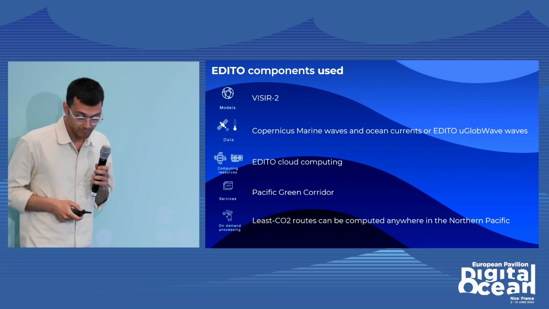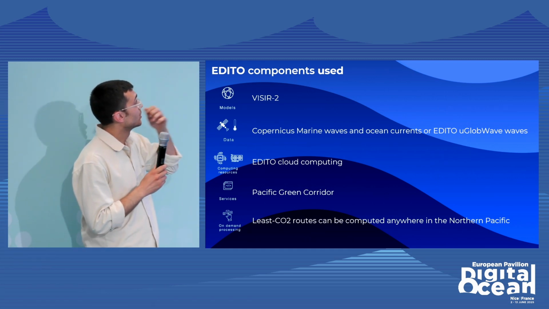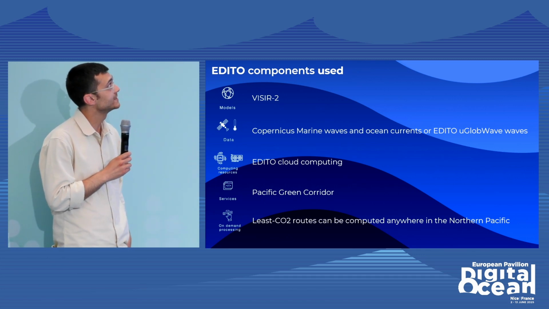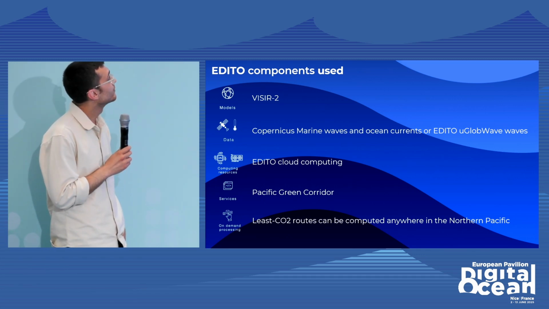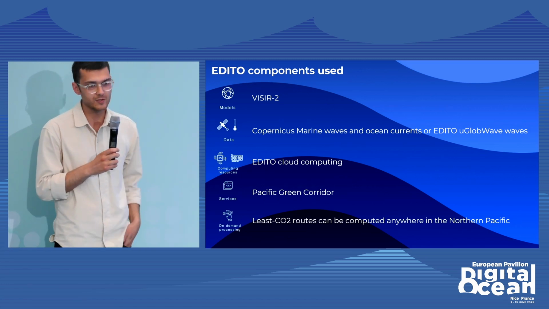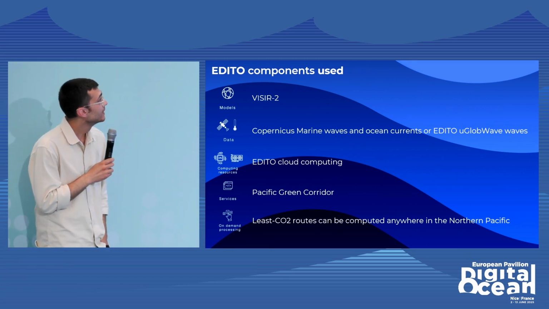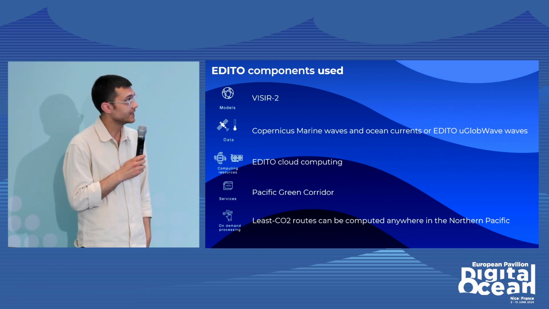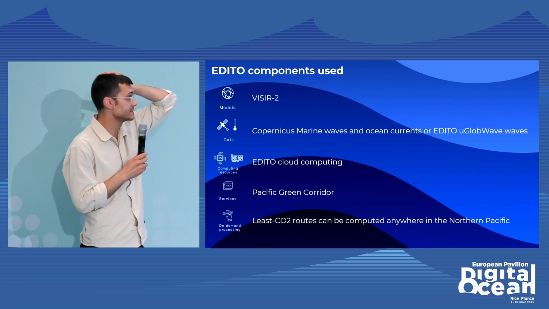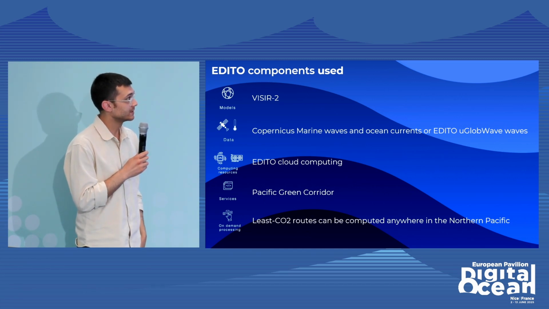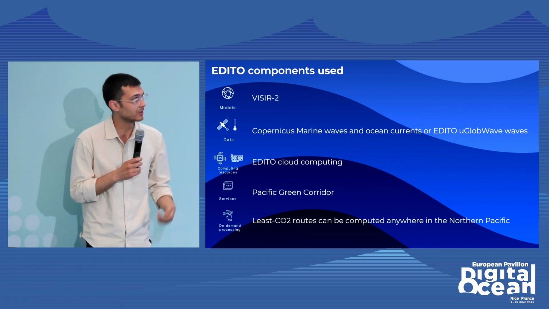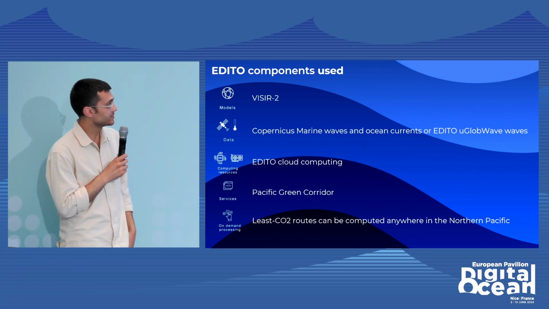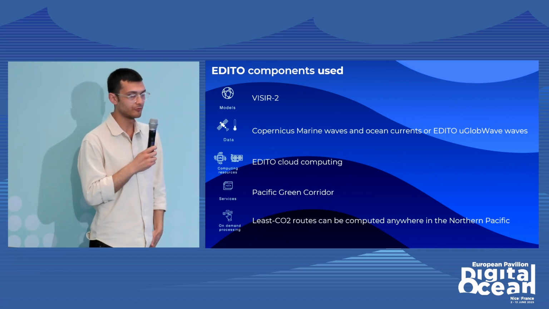So the main model component that we used is obviously our Vizier 2 model, an open source graph-based ship weather routing model that has been deployed in a containerized way in the EDITO platform. Then, as data, we leverage Copernicus Marine Service data, specifically waves and ocean currents, but we can also exploit a product directly from the EDITO platform, the UGlobe waves product. Then, as computing resources, we leverage the cloud platform, just for now.